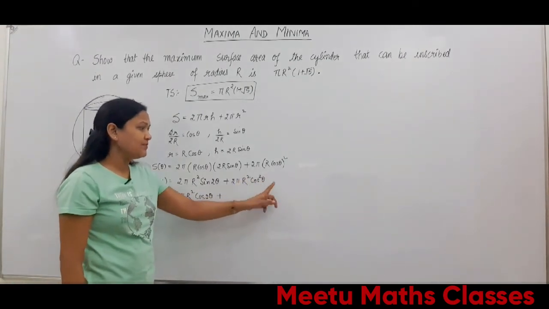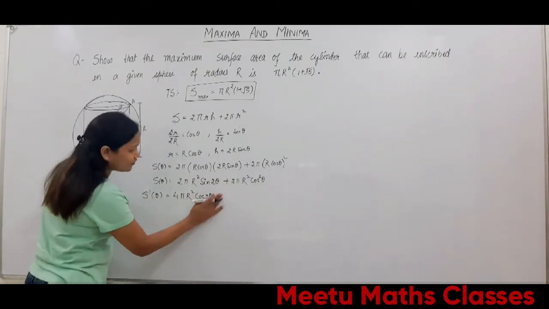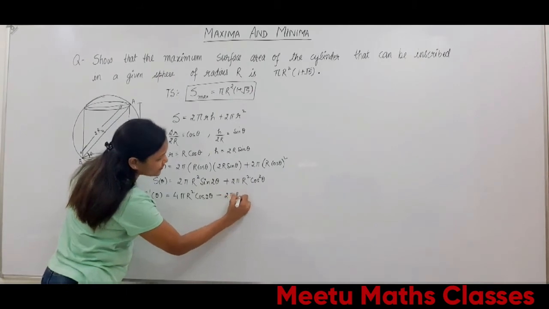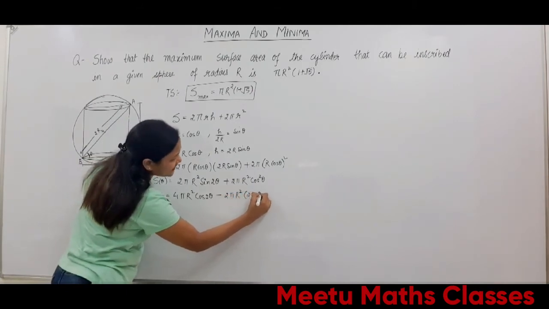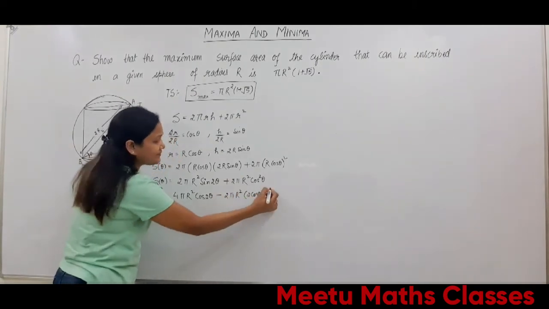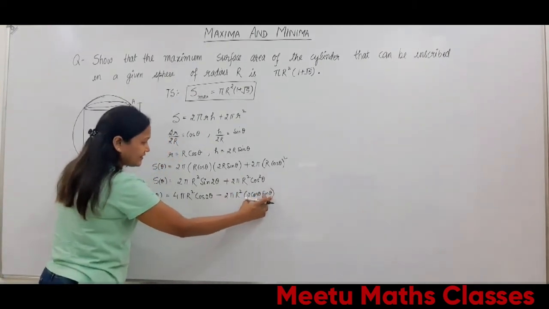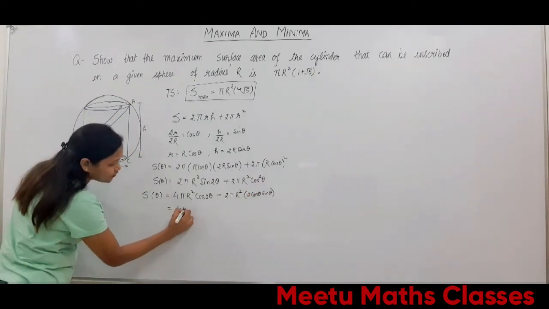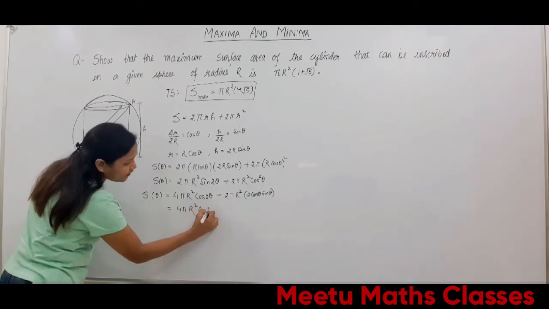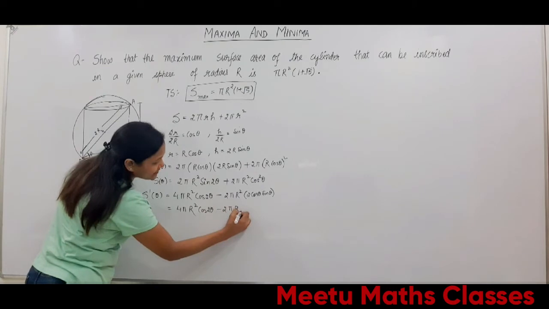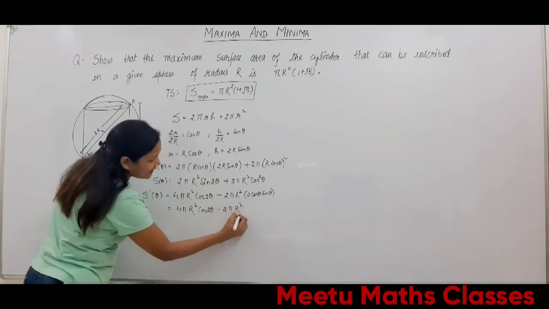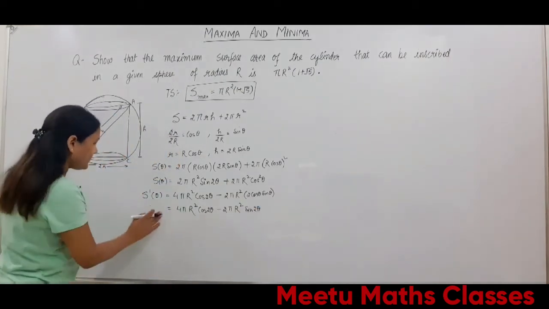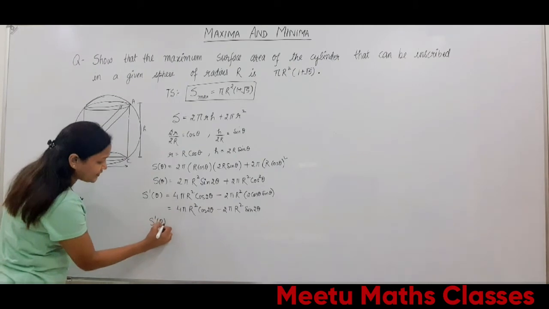2 cos theta into minus sin theta, and that will give you minus 2 pi R square into 2 cos theta into minus sin theta. Minus आपने यहाँ एक्सपेंड कर दिया. You can write this again as sin 2 theta. So this will come 4 pi R square cos 2 theta minus 2 pi R square sin 2 theta.